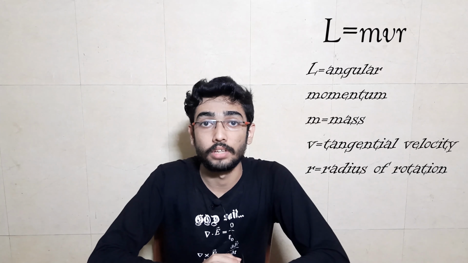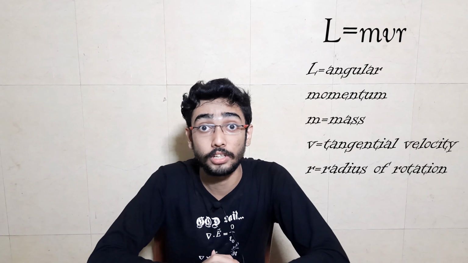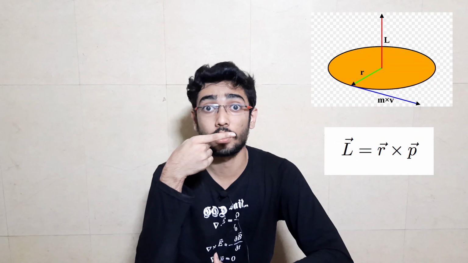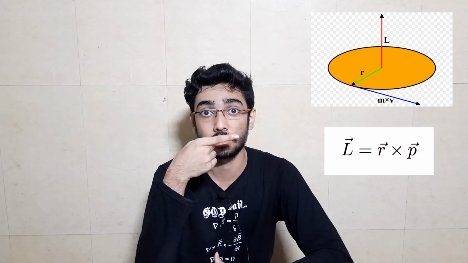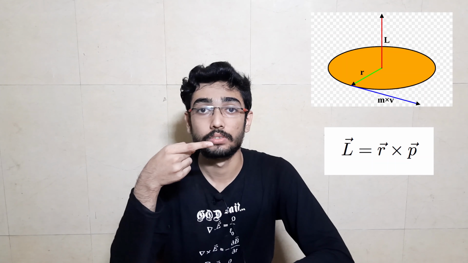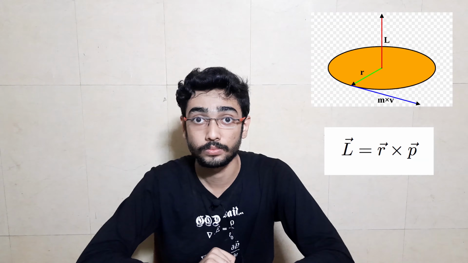So now let's come to angular momentum. Angular momentum is something which an object possesses when it spins around its axis or rotates around any object. Angular momentum equals mass times tangential velocity times radius of rotation, or simply L equals mvr. It is the scalar formula of angular momentum, but it is not the actual formula to derive angular momentum. The one which you see on the screen right now is the actual formula. It is the cross product of the r vector and the p vector, which is basically the radius vector and the momentum vector. For those who don't know what a cross product is, I will leave some material in the description below.